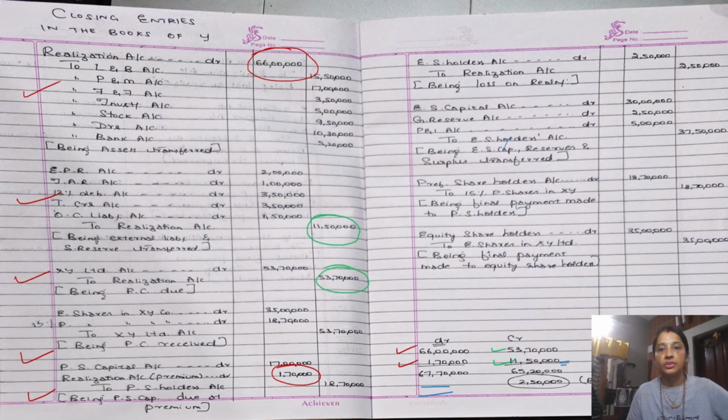So the entry will be equity shareholders account debit to realization account. Then the next one is transferring all the equity share capital, reserves and surplus to equity shareholders account. This is the entry for transferring equity share capital. Then final payment to preference shareholders, final payment to equity shareholders. So if you post all these entries, it means you have closed the balance sheet of Y.